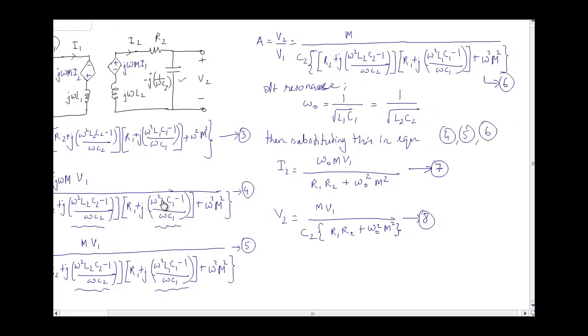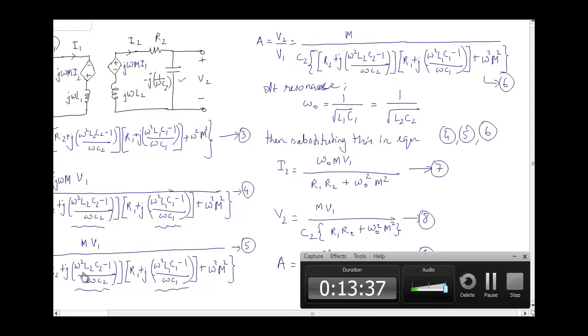So now we have got the current and the voltage, and we can get the amplification by substituting similarly here. We will get M by C2 (R1 R2 plus omega naught square M square). So we have got the value of amplification also. Now based on this, as we have done previously for the case of single tune, we will find out at what value of M the amplification will be the most. We will do that on a fresh page.